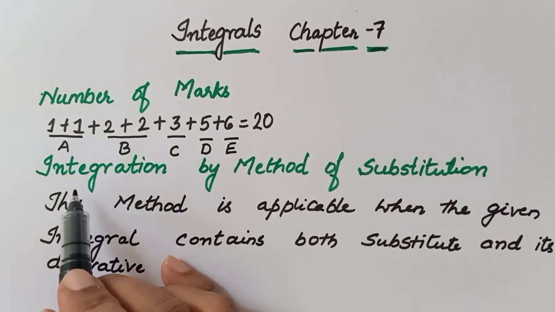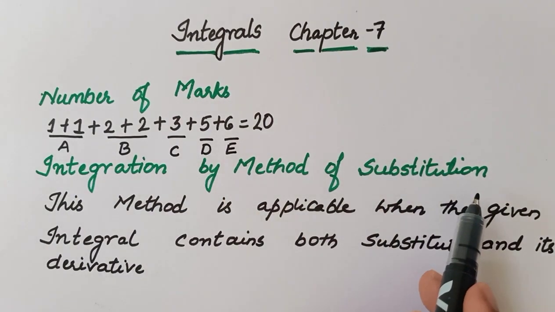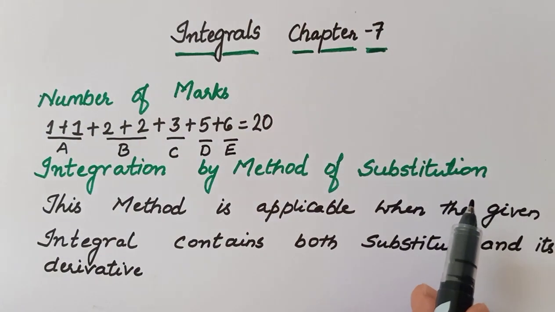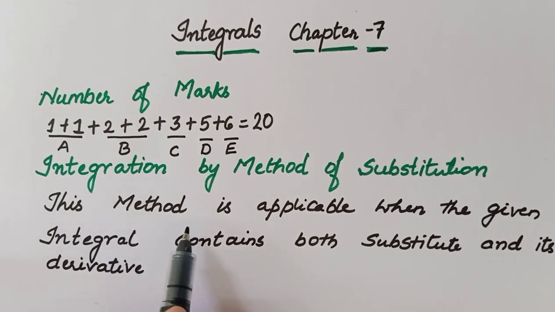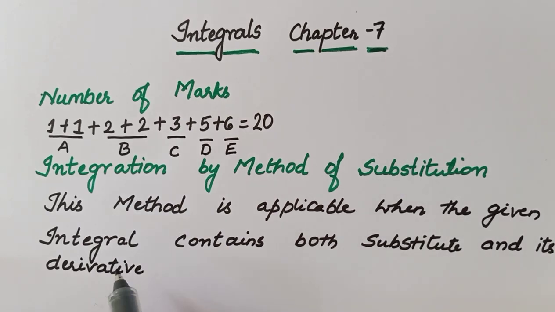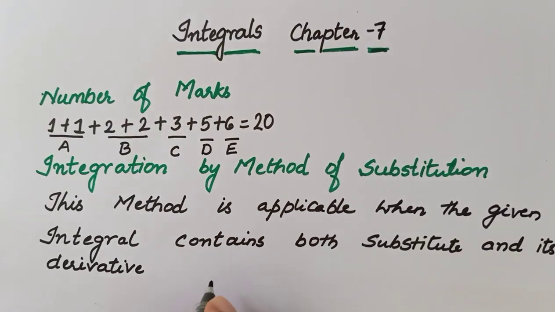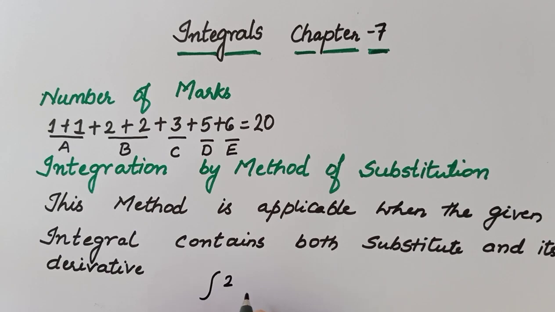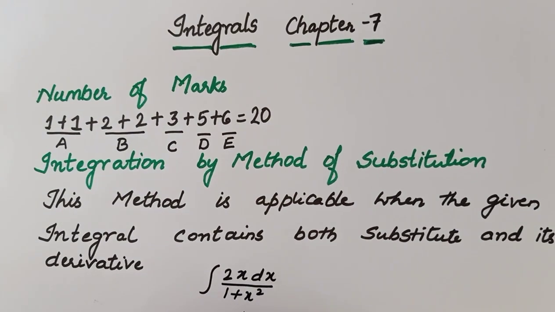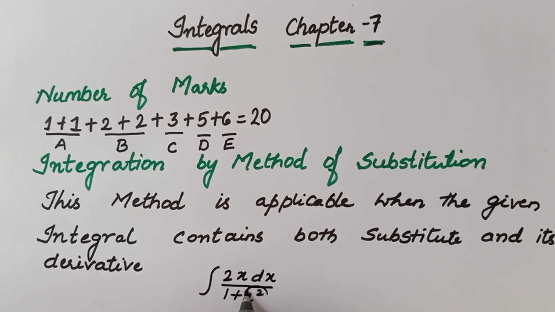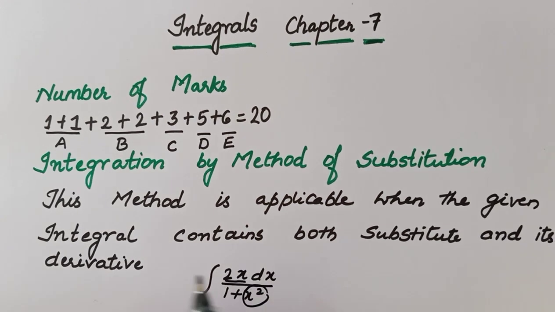So we'll see what is meant by this integration by the method of substitution. This is a very simple topic from this integration chapter. In this method, it is applicable when the given integral contains both substitute and its derivative. For example, if it is the integration of 2x dx by 1 plus x square is given. See here, what is the differentiation of 1 plus x square? The differentiation of this constant is obviously 0, right? And the differentiation of this x square is 2x, which is present here. That is what it states.